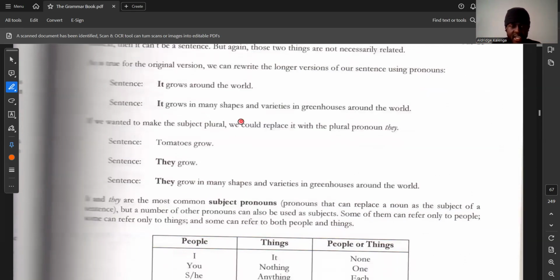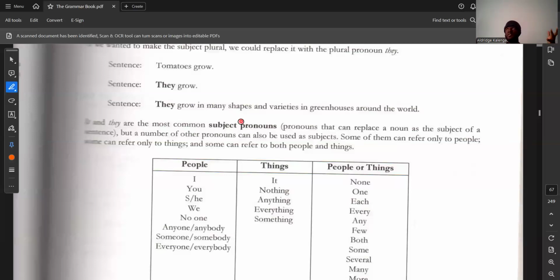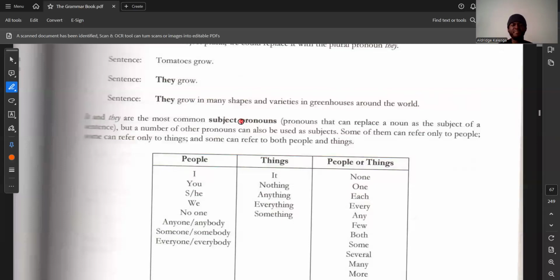It's still a sentence. We can say tomatoes grow. That's plural. We can swap it with the pronoun they. So they grow. That's okay. They grow in many shapes and varieties in greenhouses around the world. That's also a sentence.